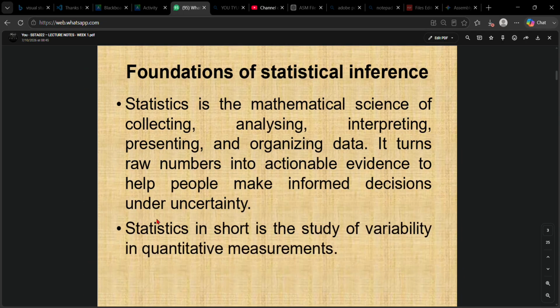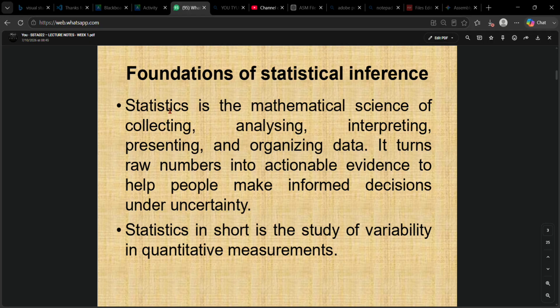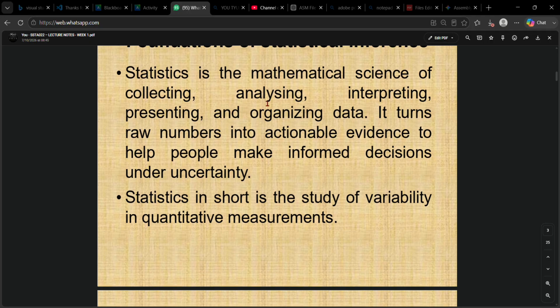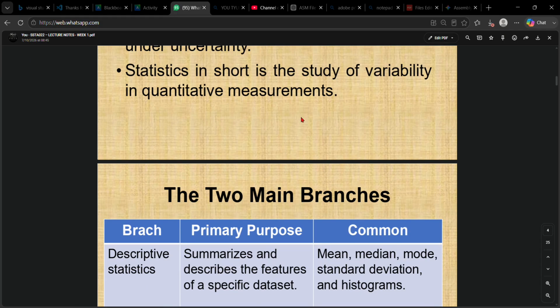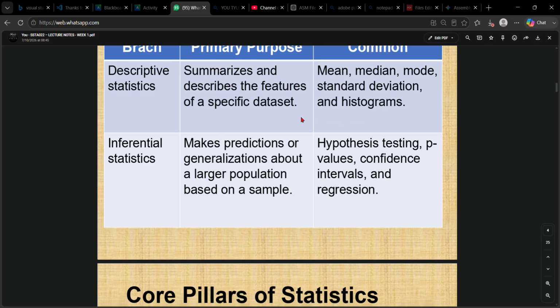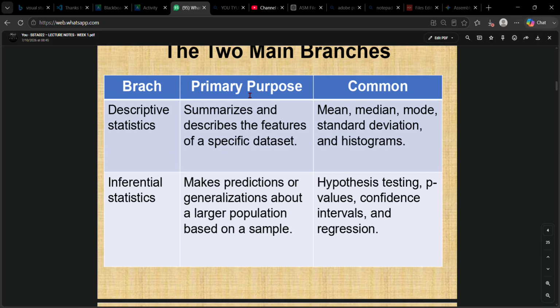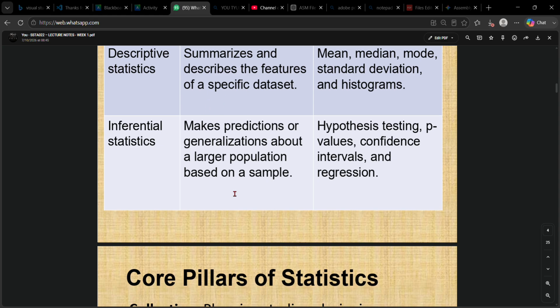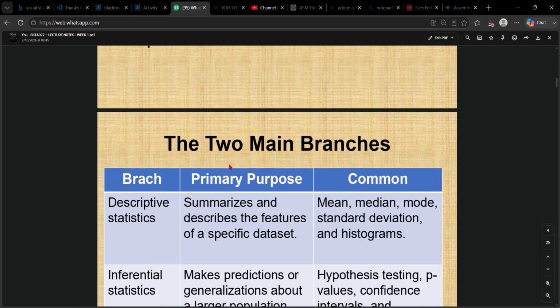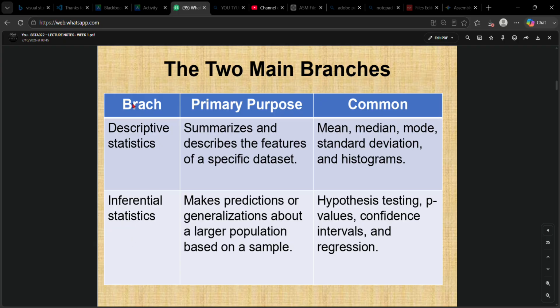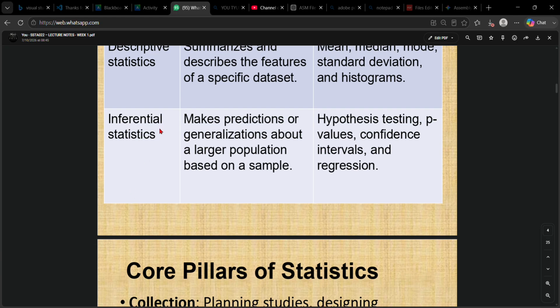So one of the important things you must know is how to define statistics. The keywords are collecting, analyzing, interpreting, presenting, and organizing data. They can ask you to give its primary purposes, so you must know how to define it. There are two branches of statistics: descriptive and inferential.